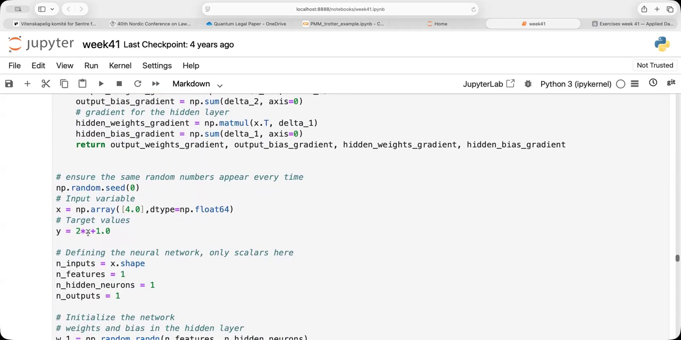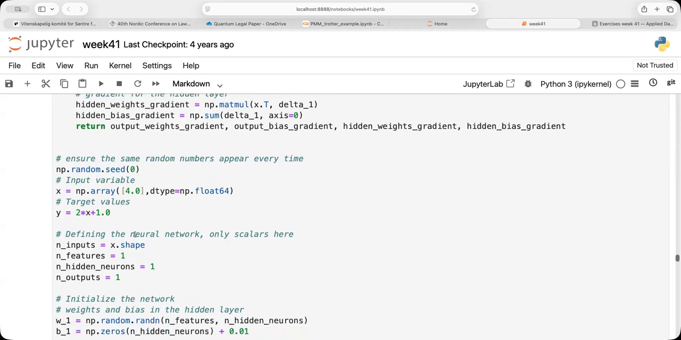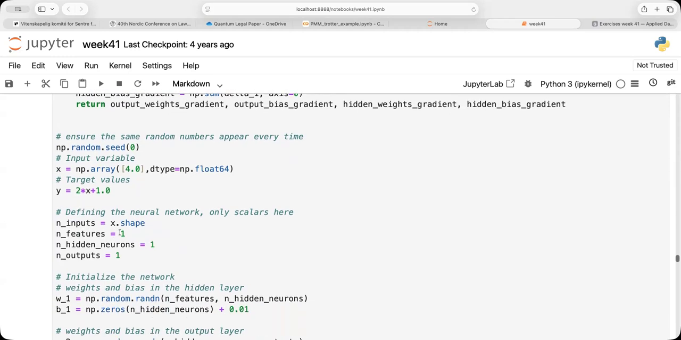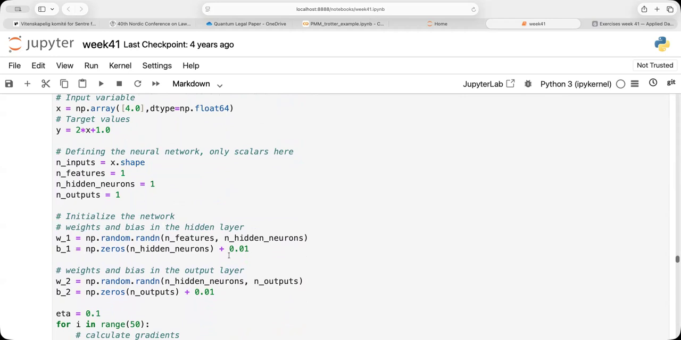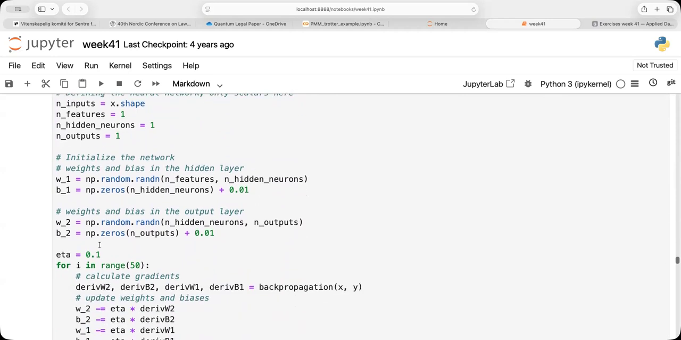Then you can see now that what I'm setting up is a very simple case. I have an array, which is just a one-dimensional one. And then my target value is 2 times x plus 1, which in this case is just 9. I have a hidden number of features 1, number of hidden neurons 1, and output equal to 1. I initialize my weights randomly. And here I just put the bias to 0.01, just to make sure that in case my weights are by accident set to 0, I have a finite number, so the training can start. I have a learning rate.